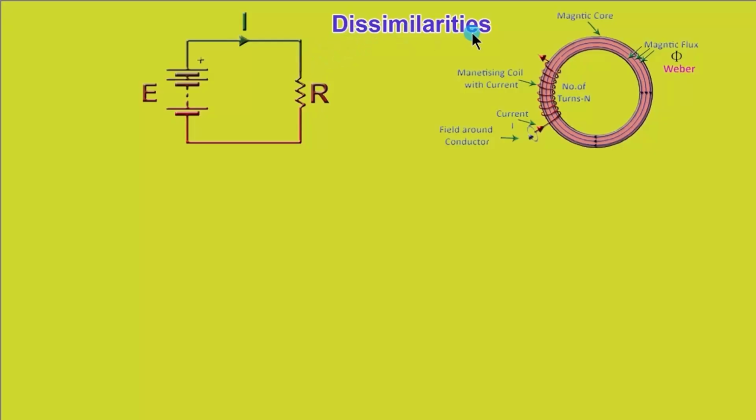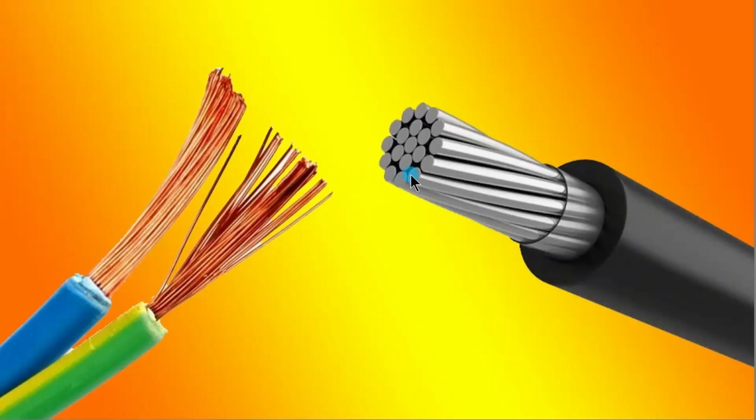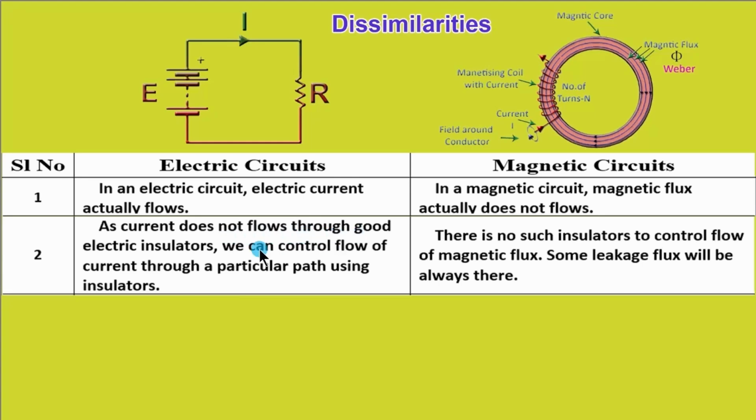Next, we will study dissimilarities between an electric circuit and a magnetic circuit. In an electric circuit, electric current actually flows, while in a magnetic circuit, the magnetic flux shown here actually does not flow. These are just imaginary lines. See here, current flows through these conductors, while it does not flow through these insulators. So, as current does not flow through good electric insulators, we can control flow of electric current through a particular path using insulators. While in the case of a magnetic circuit, there is no such insulator to control flow of magnetic flux. Some leakage flux will be always there.